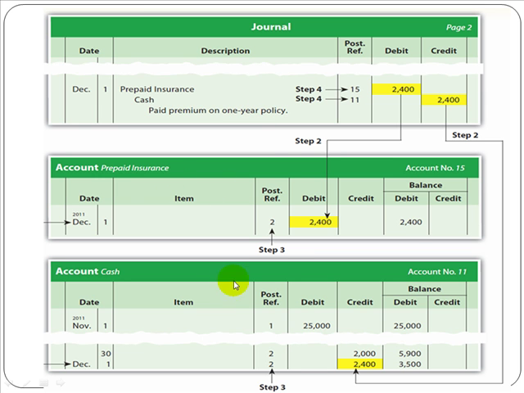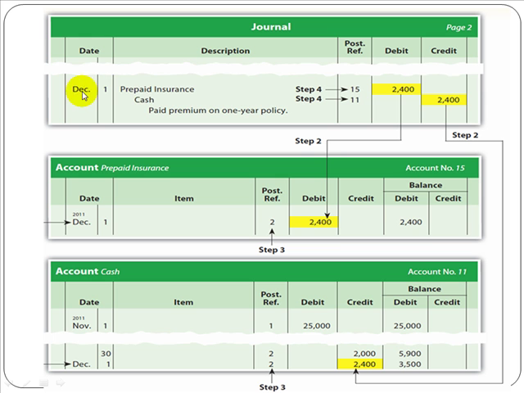These two accounts shown are examples of what we consider to be the ledger accounts. Every account has its own ledger. I want you to think of the ledger as its home to land in. So we have the prepaid insurance account and the cash account shown. Whatever happens in the journal has to be recorded in the ledger.